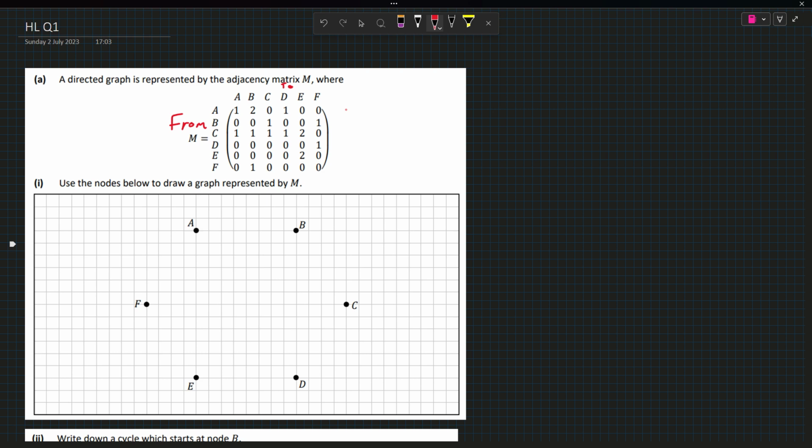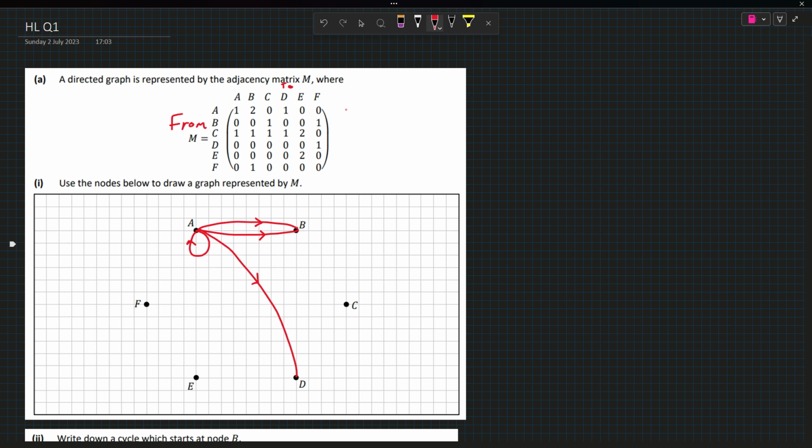So for instance, A to itself, there's 1. Make sure to indicate with the arrows. Then from A to B, there are 2, so we're going to draw 2 going to B. From A to C, there's nothing. From A to D, there's 1. It's connected. And nothing else.